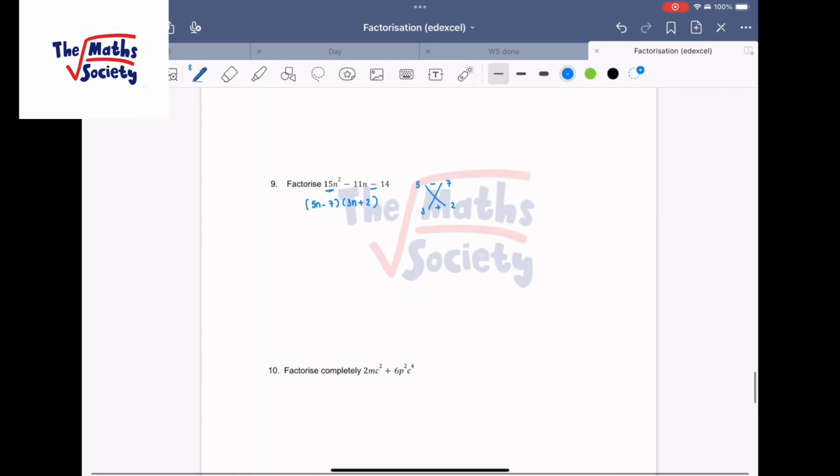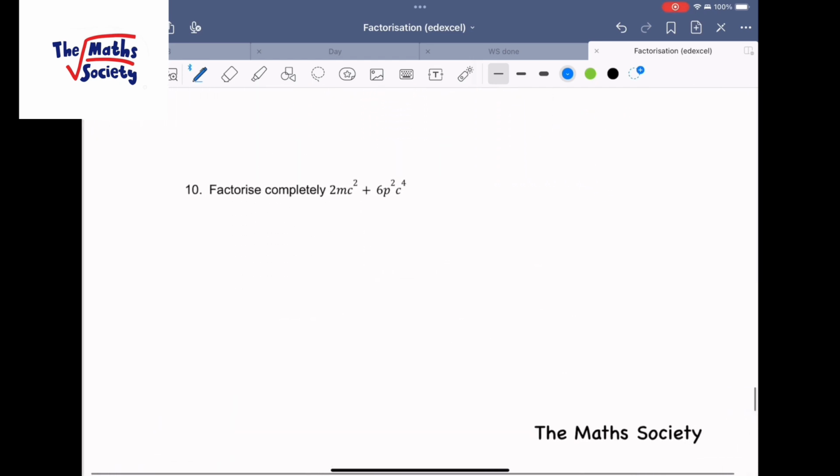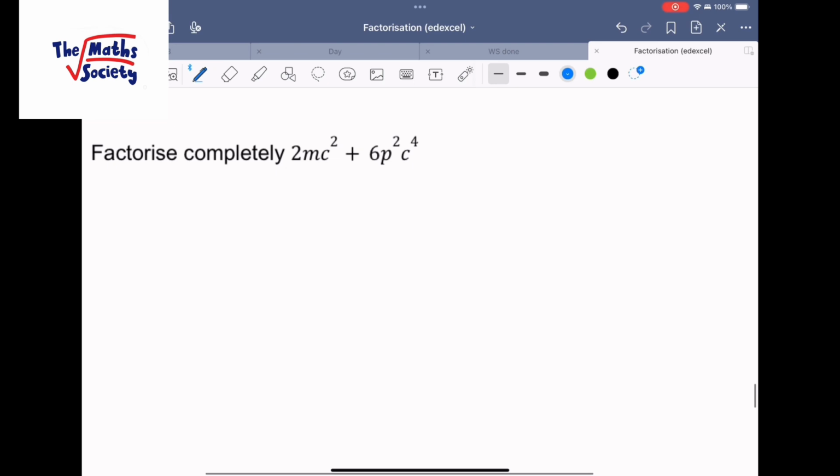And then we will move on to number 10, which is factorize completely 2mc squared plus 6b squared c power 4. So 2c squared is a common factor here. So you take out 2c squared, and you're left with m plus 3p squared c squared. So that should be your answer.